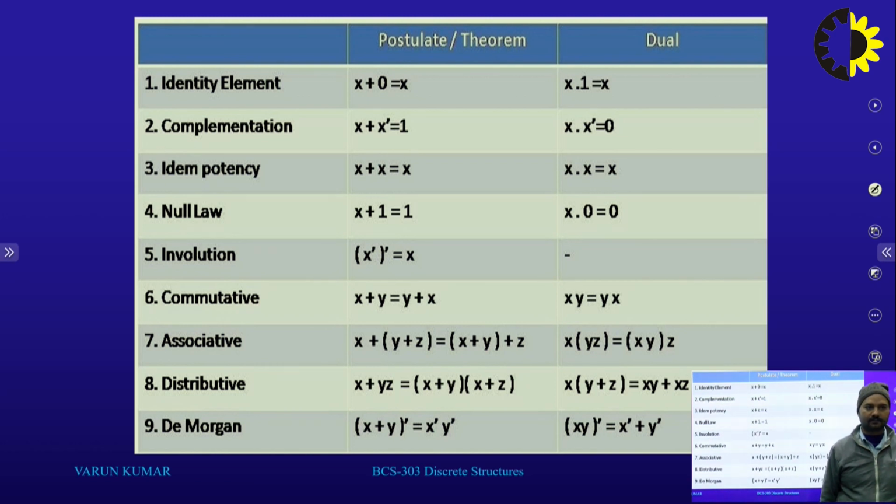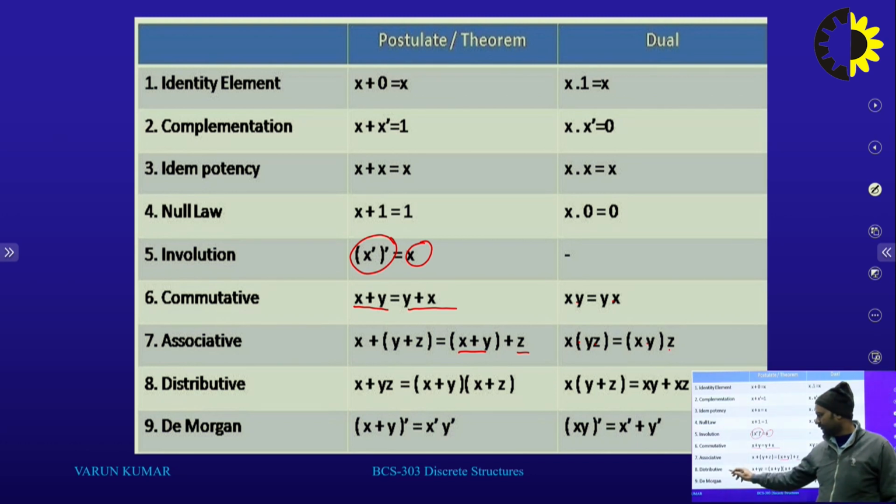Then there is the null law: x plus 1 is equal to 1. There is no impact on the output from x. And x dot 0 also becomes 0. Involution law: the complement of a complement, x bar bar, is equivalent to x. Commutative law: x or y equals y or x, and x dot y equals y dot x. There is also the associative law: x plus y plus z equals x plus y, then plus z. Similarly, x dot y dot z equals x dot y, then dot z.